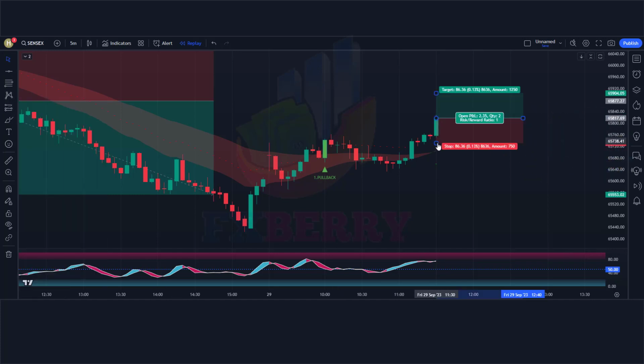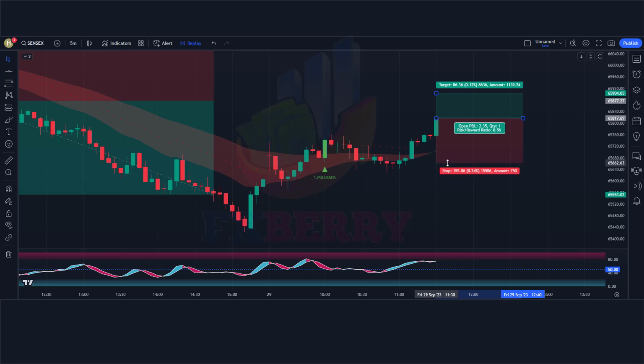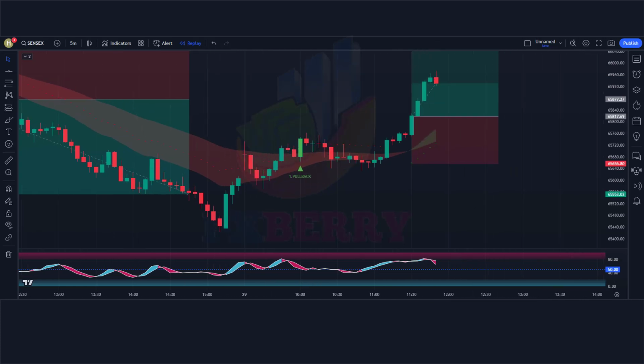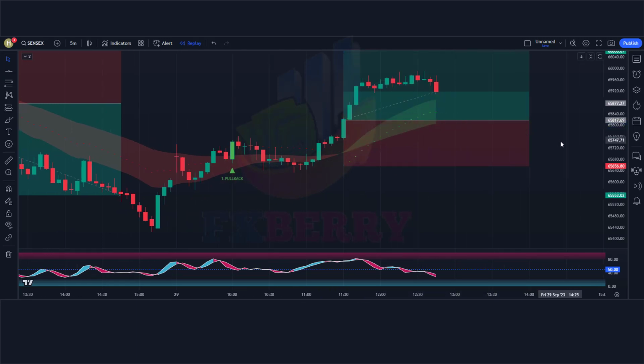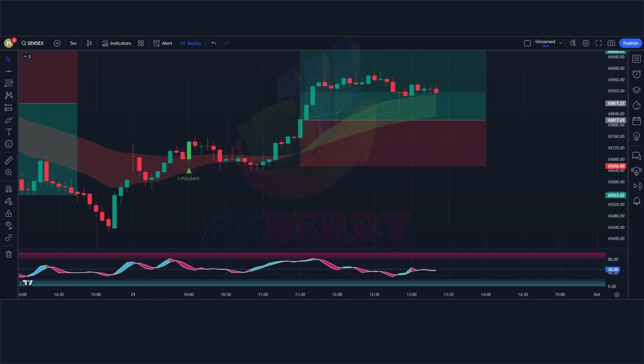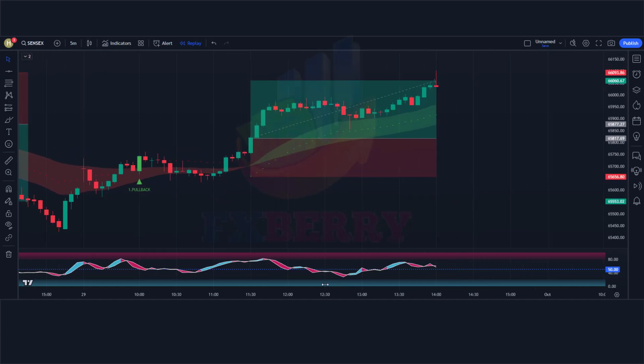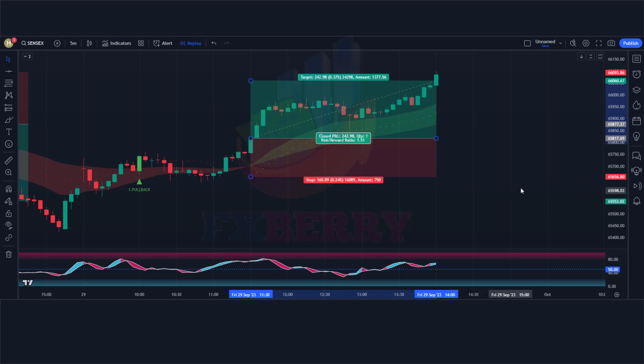Our stop loss will be placed at the LNL pullback arrows indicator stop line. And the risk to reward ratio will be 1:1.5. Let's see what happens to our trade. Our trade is running in profit. We have won the trade. Wait for the next signal.